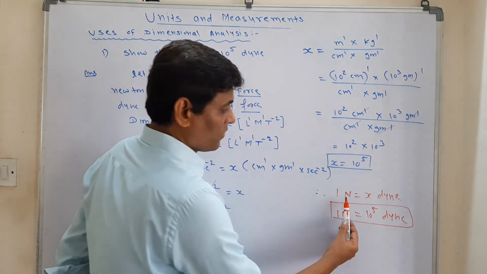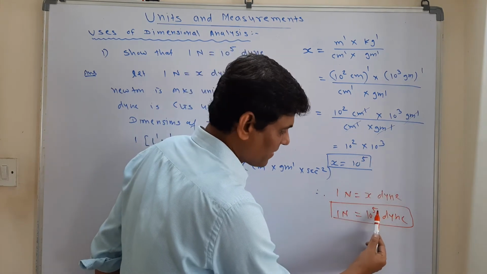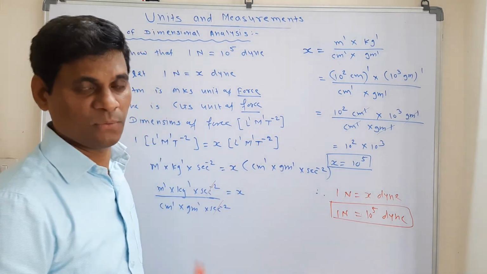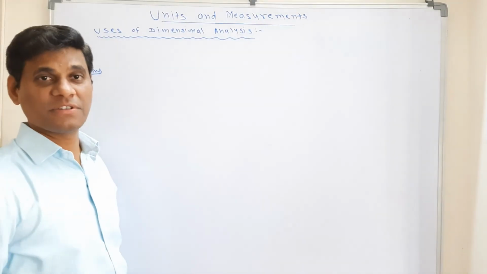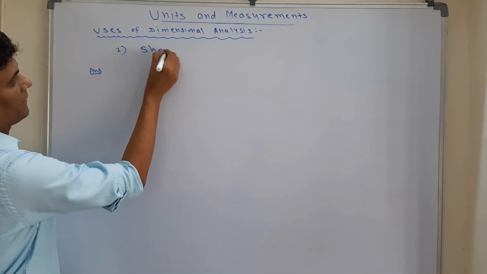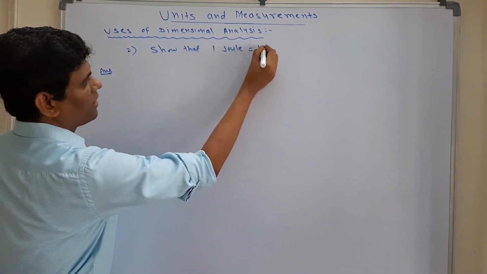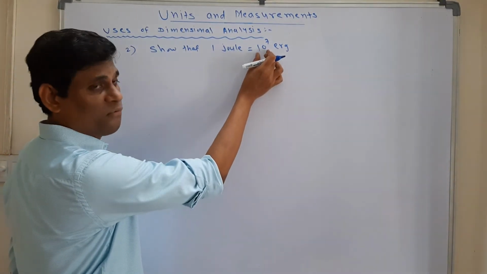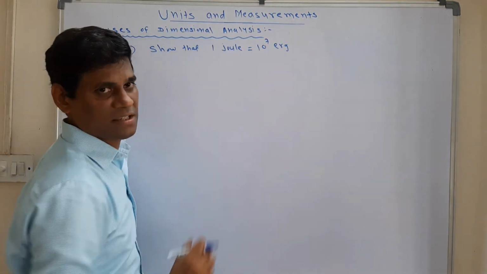So when unit of one physical quantity changes from one system to another system, this conversion factor you can find with the help of dimension. We'll see one more example. Yes, friends. Now next one. Question can be asked like this. Show that 1 joule is equal to 10 raised to 7 erg. This conversion factor we have to find when unit of one physical quantity changes from one system to other system.